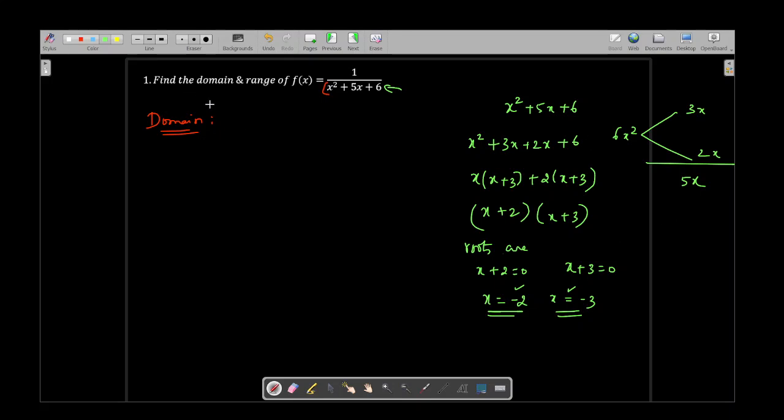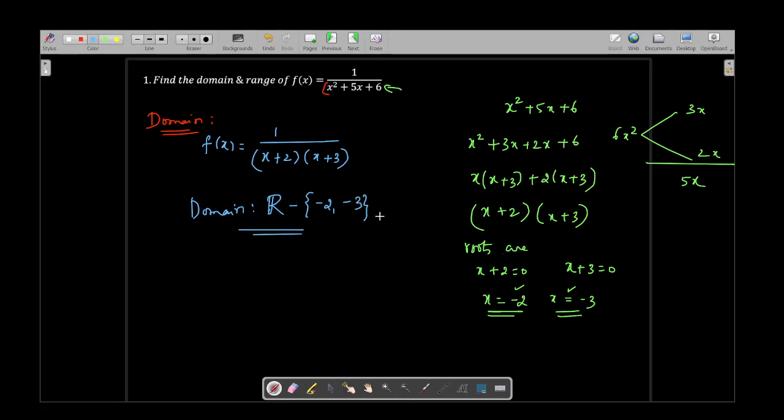So f of x, I can also write in a different form: f of x is equal to 1 by x plus 2 into x plus 3. So the domain of this function is: except x equal to minus 2 and x equal to minus 3, we will get finite values of f of x for any x which belongs to the real numbers. So we can take any number in the set of real numbers except values like minus 2 and minus 3. So this is my domain.